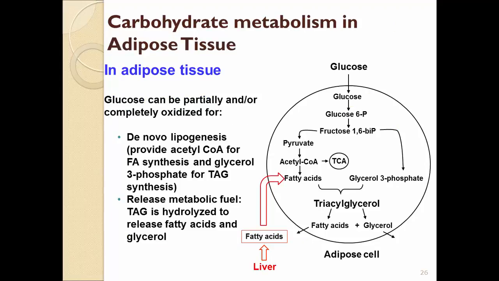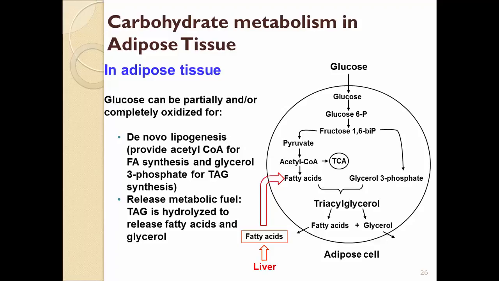Adipose tissue. The glucose metabolism in adipose tissue is a little bit different from the other tissues, right? So adipose tissue can do glycolysis and also complete oxidation through pyruvate, acetyl-CoA and the TCA cycle to produce energy.